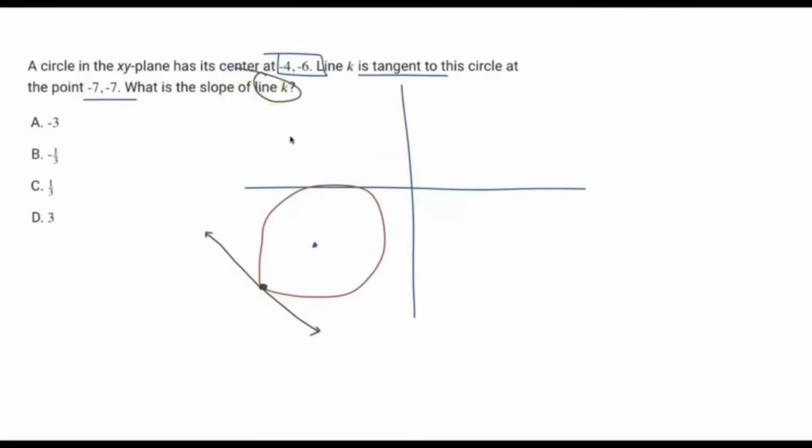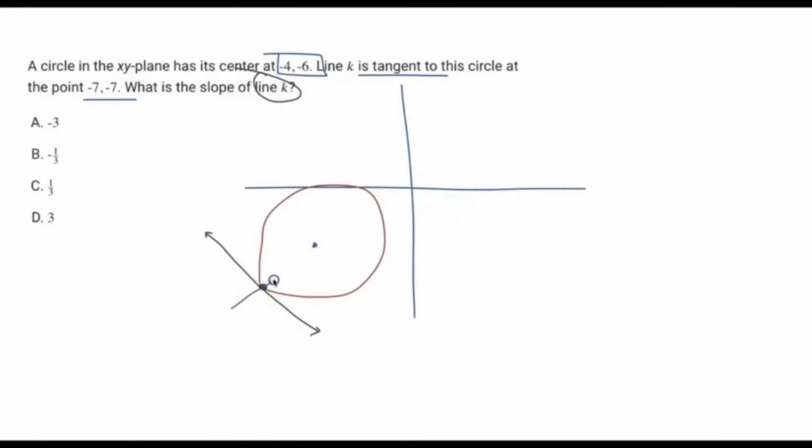So the only way to determine the slope of this line is to use the information we already know. So we know 2 coordinate points, right? And of these 2 coordinate points, only one of them is actually on line K. And so what we need to do here is actually find the slope of the perpendicular line to line K.